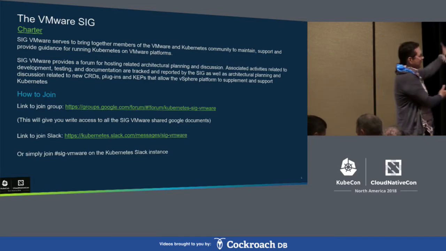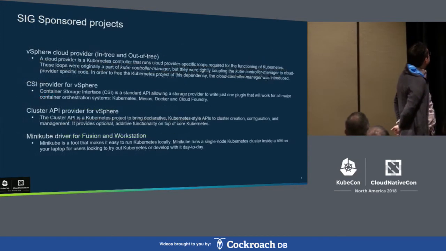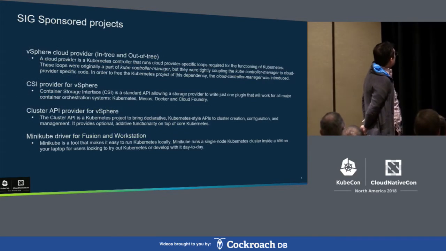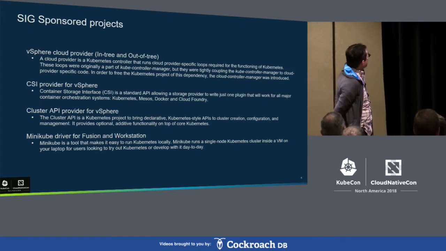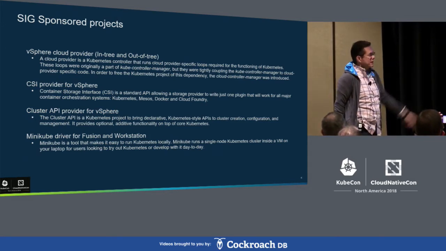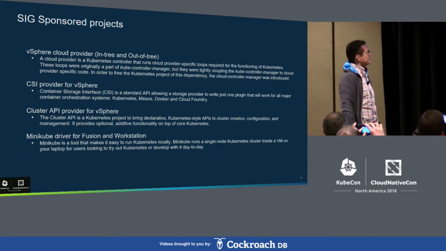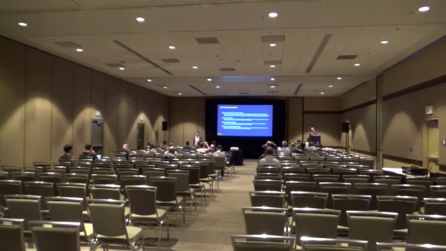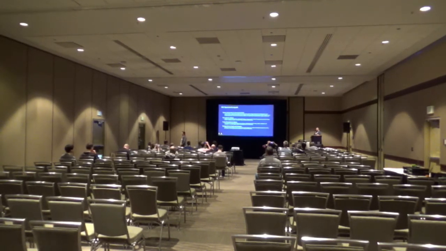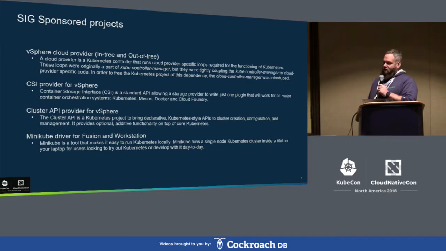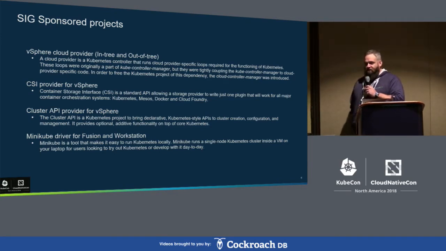So that's it. Next. So we've got 4 sponsored projects: the cloud provider, the CSI provider, which is storage, cluster API, and Minikube. And I'll let Fabio take over from here. Yep. So right now, the SIG has been created earlier in 2019. So I think our first meeting was around March this year. So it's a pretty new SIG.